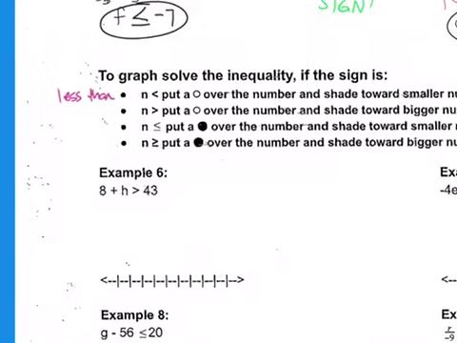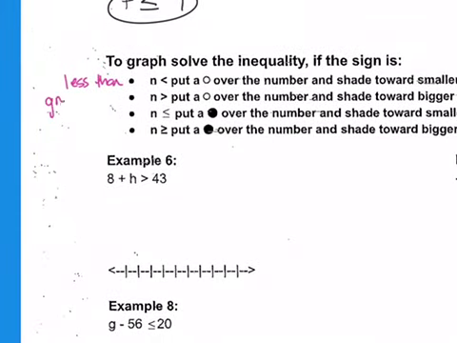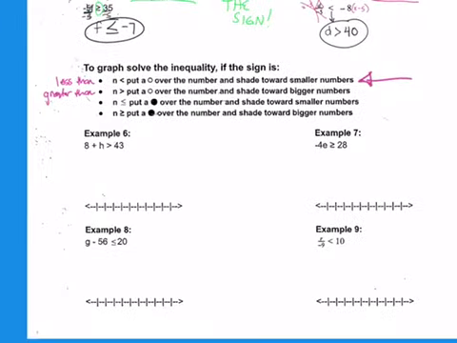So then for greater than, just plain old greater than, there's no line underneath it. I'm going to put an open circle over the number and shade toward the bigger numbers. So your sign is pointing this way, that's the direction we're going to shade.